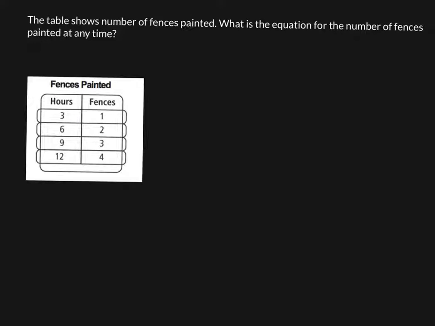Same type of table here. The table shows the number of fences painted. What is the equation for the number of fences painted at any time? Same concept here. The change in fences is 1, and the change in time is 3. So that means my slope is 1 over 3.